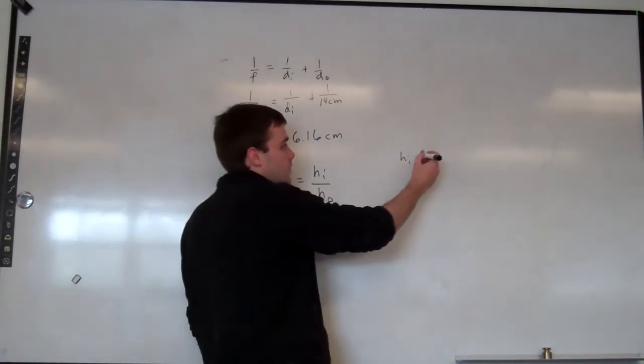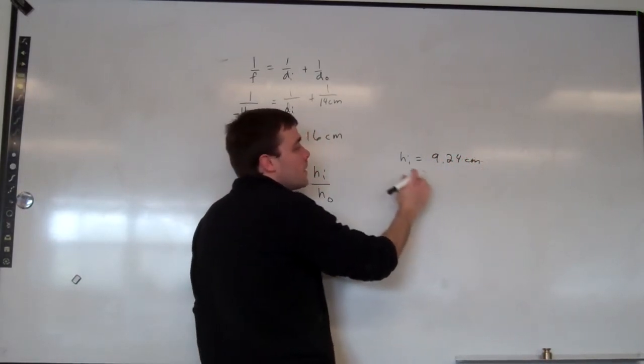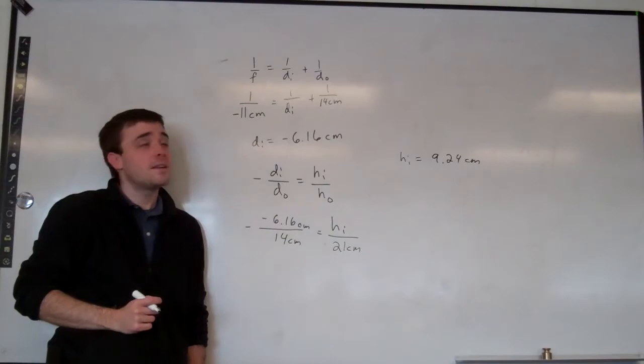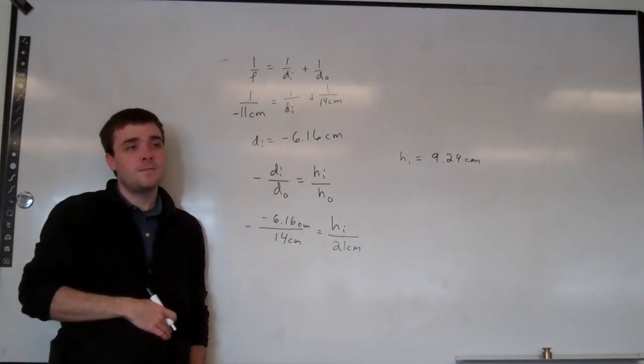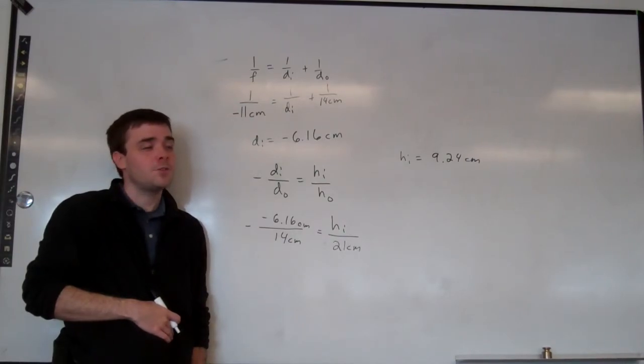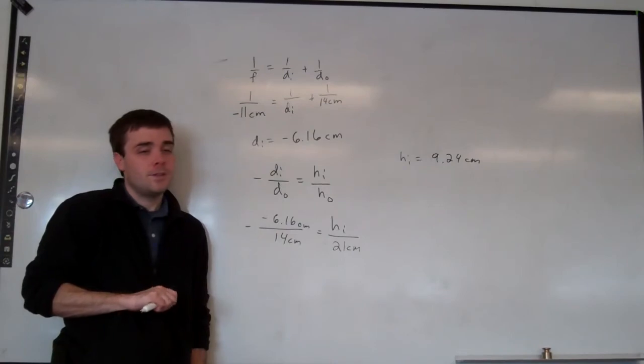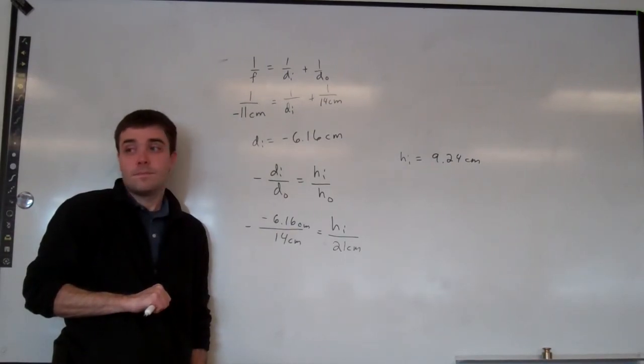9.24. If the image height is positive, that means it's upright. Does that make sense to everybody? So if you get a negative image height, that means it's upside down or inverted. But that's the answer to this one. Any questions about that?